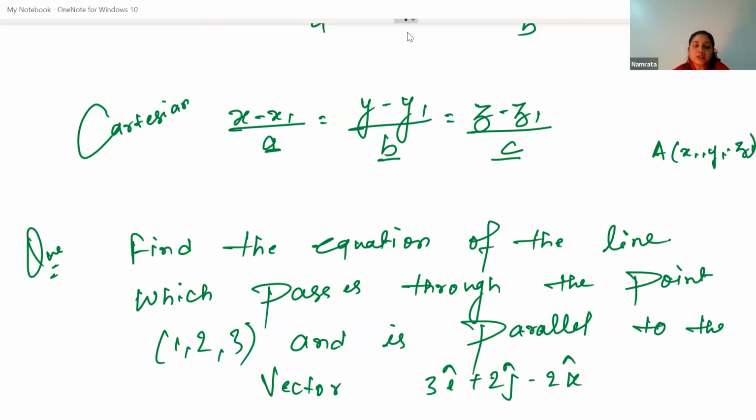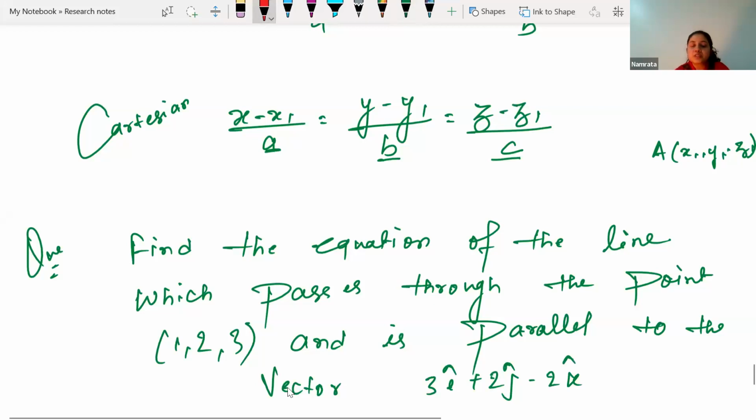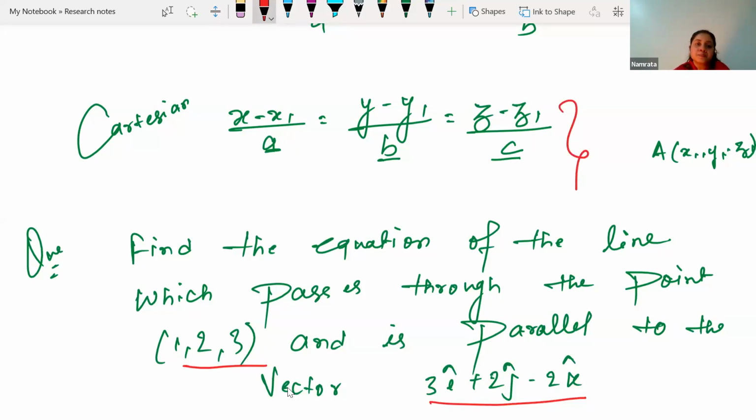We have to find the equation of a line which is passing through this point and is parallel to this line. We know the Cartesian form of the equation of a line passing through a point parallel to another line is this one. So the Cartesian form we easily will be able to write, that is x minus x1, y1, z1. This one is x1, y1, z1, and in this parallel vector, this is the a value, this is the b value, this is the c value, the direction ratios.